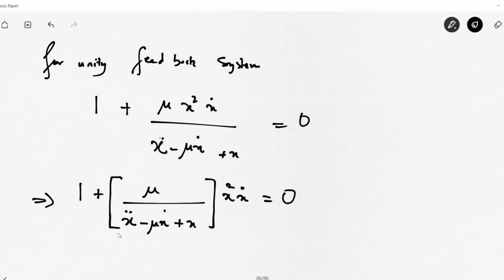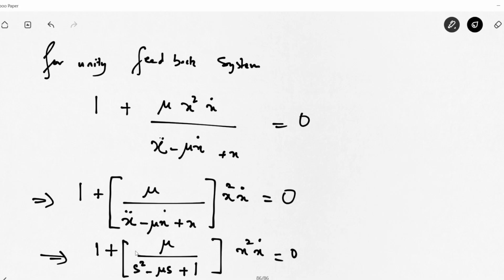When we represent the block diagram, we'll take the transfer function model in the s domain. So we can write this as 1 plus mu divided by s square minus mu s plus 1, where X(s) is taken common, and the remaining nonlinear part is x square x dot, equal to 0. We see this representation of the nonlinear part separately. So we have 1 plus mu divided by s square minus mu s plus 1, and that represents the transfer function model of the system.